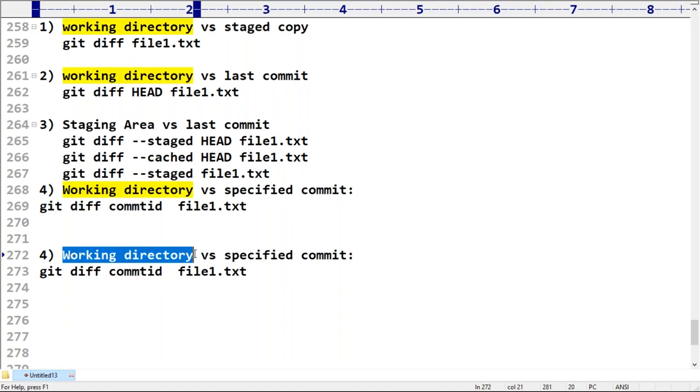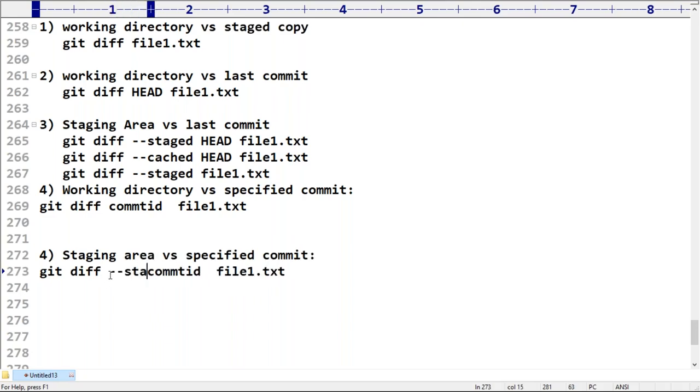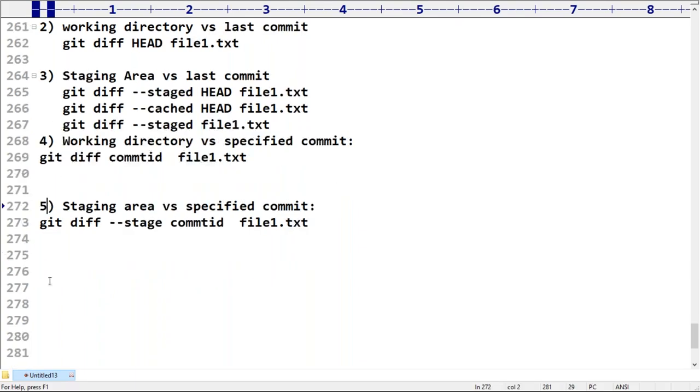Next, staged copy versus a specific commit, that is, staging area versus a specific commit. The only difference is that we require to use --staged. That's all. We require to use --staged.